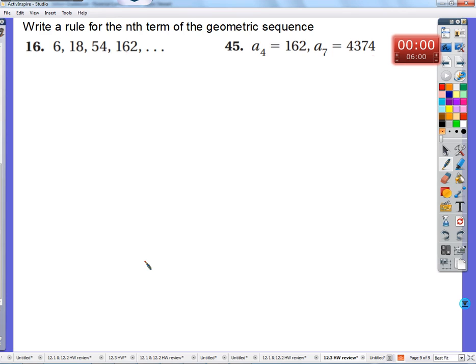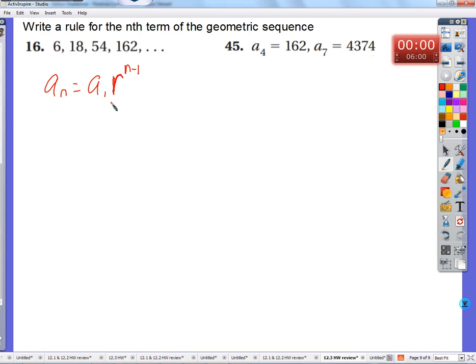A sub n equals A sub 1 times R to the n minus 1. Nice memory. We don't need that memorized because those will be on the quizzes and the tests. The good thing about that is that you know which one goes for geometric sequences. Your responsibility will be knowing which formula you can use.